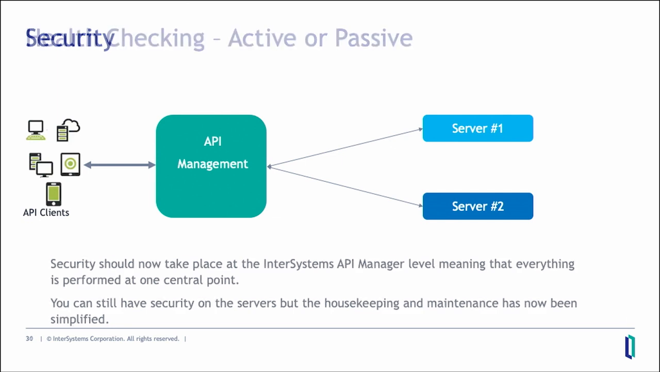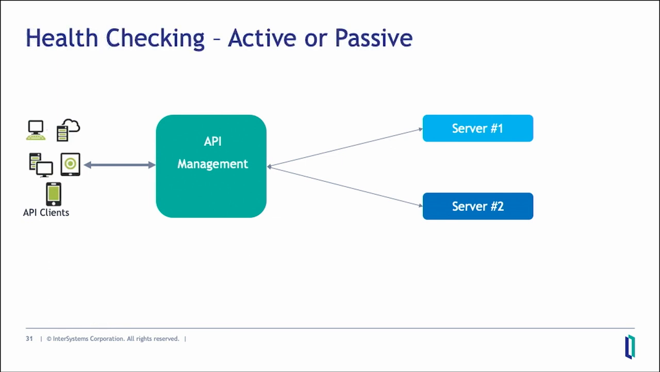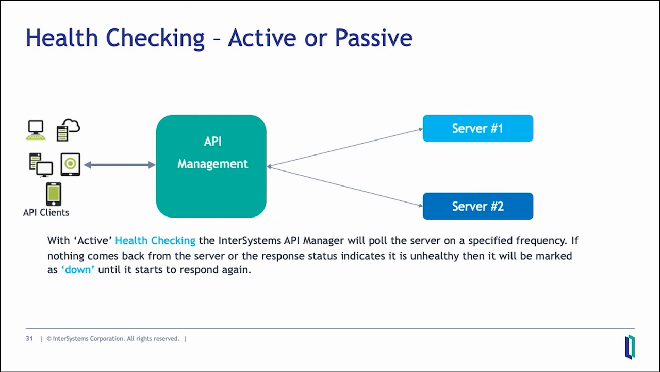Okay. Health checking. This is knowing that something's gone wrong before somebody tells you. There were two types of health checking: active and passive. With active, the InterSystems API manager will be constantly polling the service to make sure it's okay and it's there. If it isn't, then it will be marked as unhealthy, and we'll carry on polling it until it comes back to life and starts to respond in a way that we would like.